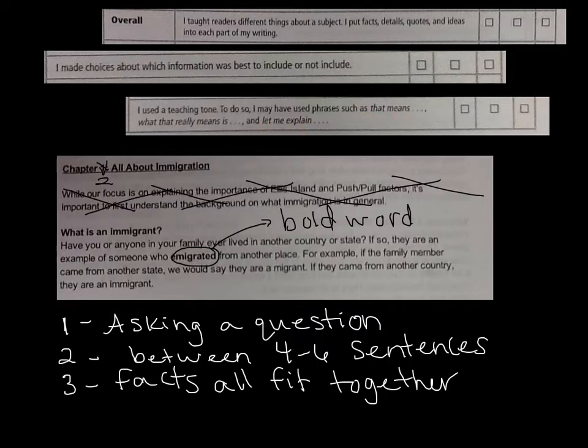directly teach. So I could change my for example. Here it says, if so, they are an example of someone who emigrated from another place. What this means, or that means, so I'm going to change this to that means if a family member came from another state, we would say they are a migrant. What starter could we put maybe before this last sentence of if they came from another country, they are an immigrant?